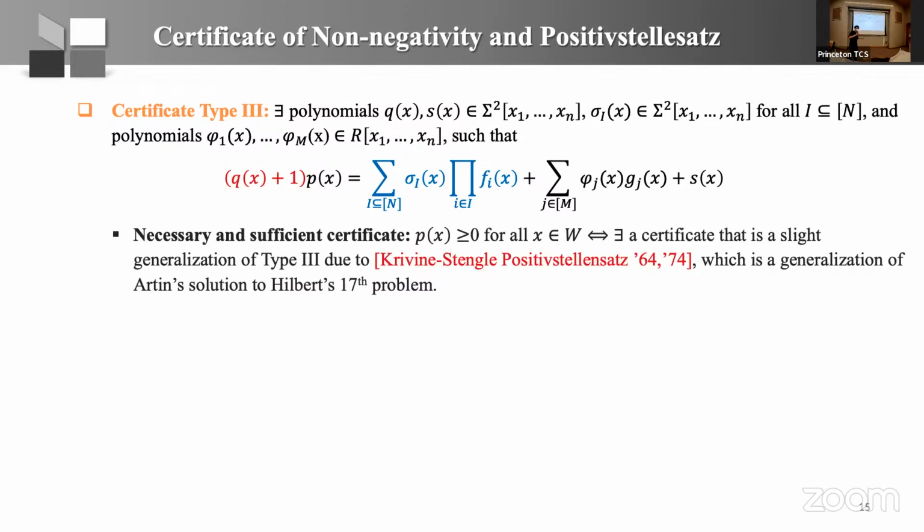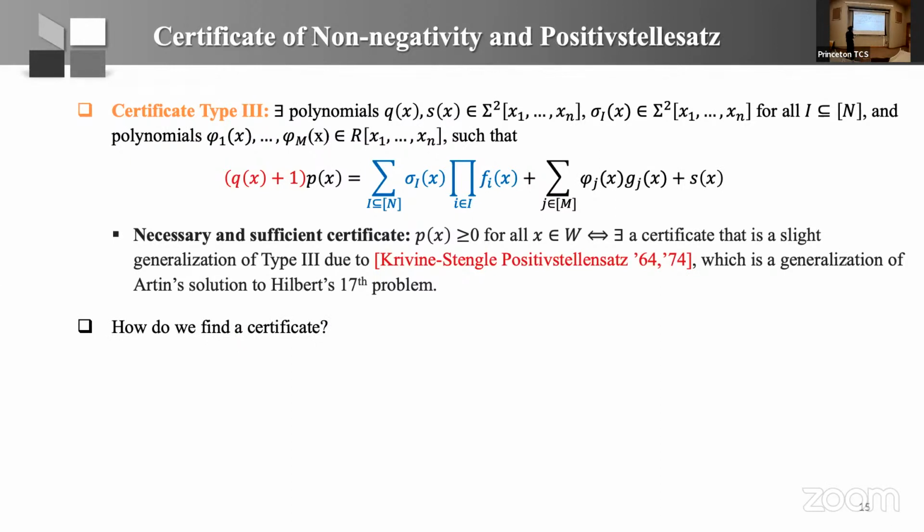But the cool thing is that there is actually a necessary and sufficient condition that people proved. That is basically, you will have a certificate, not exactly this form, but some slight generalization of that, if and only if P(x) is really non-negative over this set. Okay, so this is some deep result from algebraic geometry. I'm just going to simply use this.